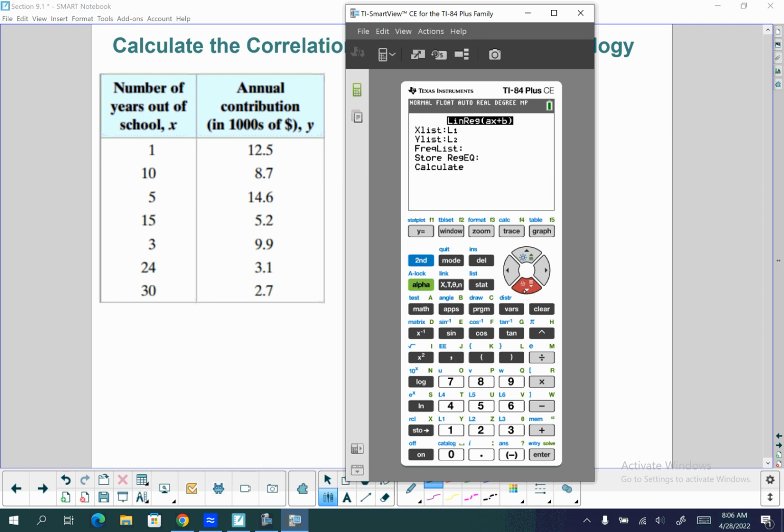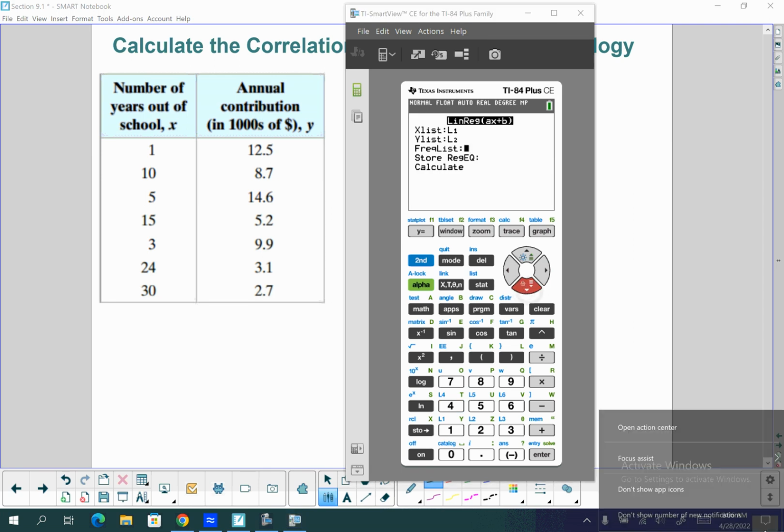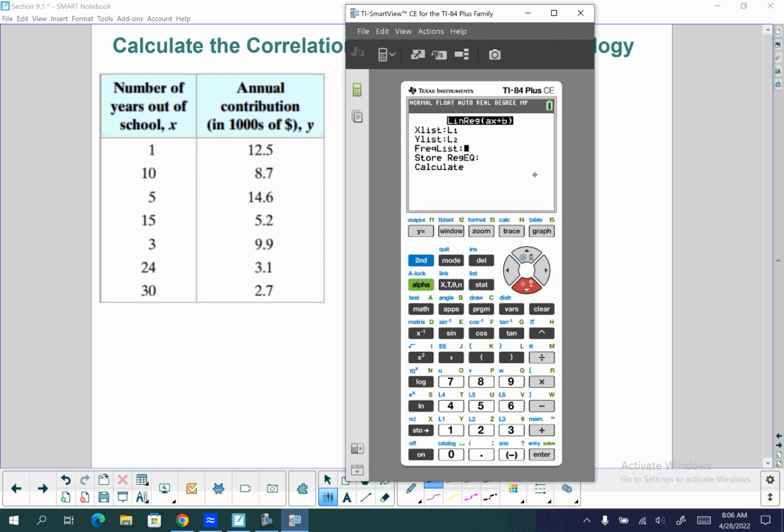And then you can just go down to where it says calculate. Your X list should say list 1 and your Y list should say list 2 here. Does anybody not have L1 and L2 there? That's all okay? All right. So go down to calculate, or just keep hitting enter. And oh, mine didn't give it to me yet. Anybody else missing their R?